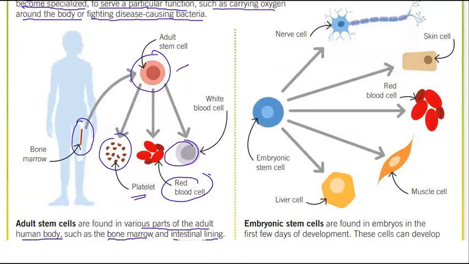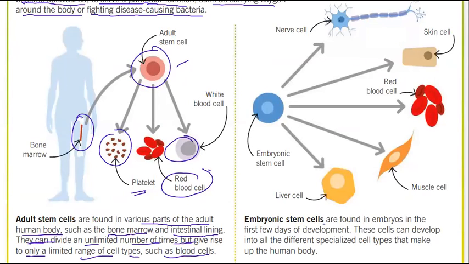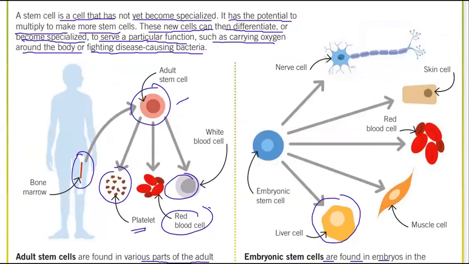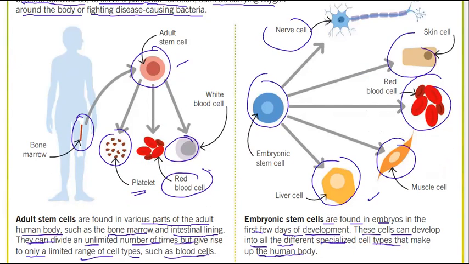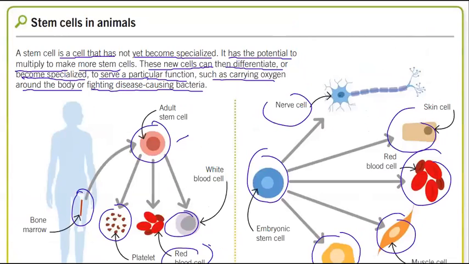Whereas embryonic stem cells, you see, are found in embryos in the first few days of development, and these cells can develop into all the different specialized cell types that make up a human body. This is an embryonic cell: nerve cell, skin cell, red blood cell, muscle cell, liver cell. So in all these locations, these embryonic cells can be observed.